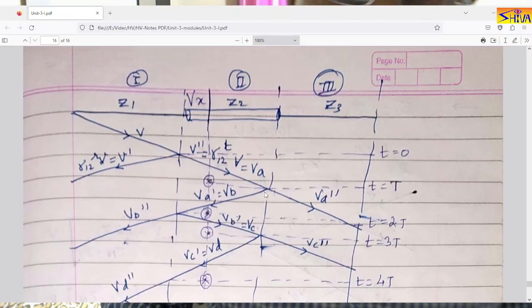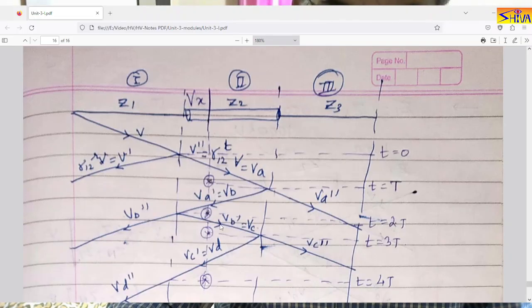Now this is the reflected wave, say VB. When it is reaching this point, there is again transmission and reflection. Now here when we compute the transmitted wave, VB double dash will be VB multiplied by the transmission coefficient from medium 2 to 1. Here the wave is coming from medium 2 to 1. So the transmission coefficient from medium 2 to 1 will be different from the transmission coefficient from medium 1 to 2, as the surge impedances of medium 1 and medium 2 are different.